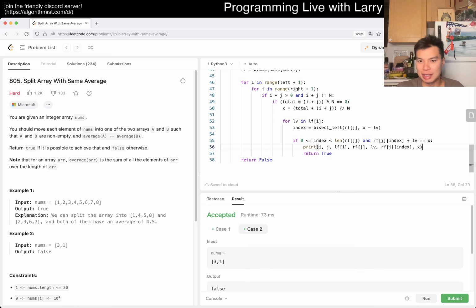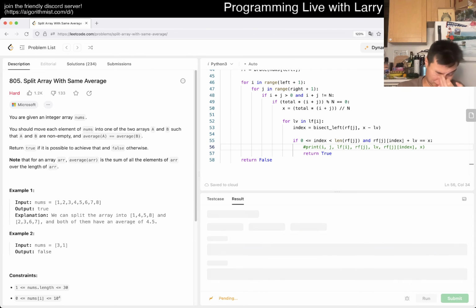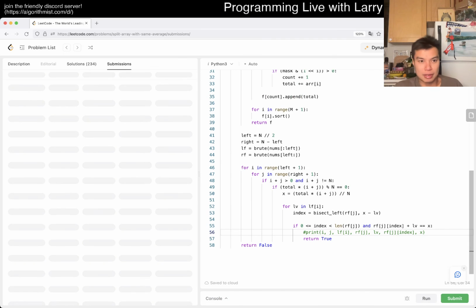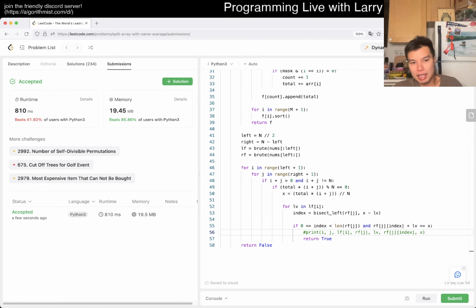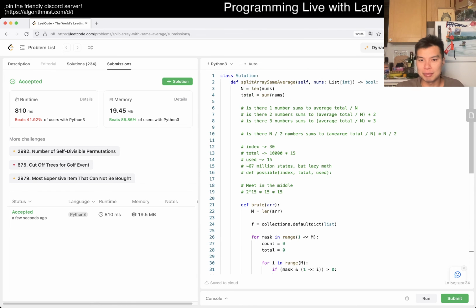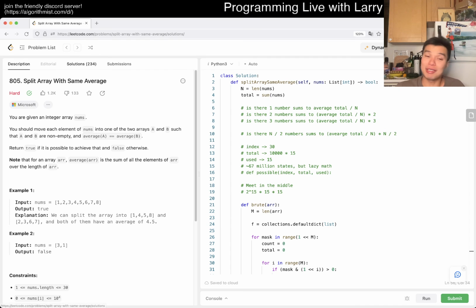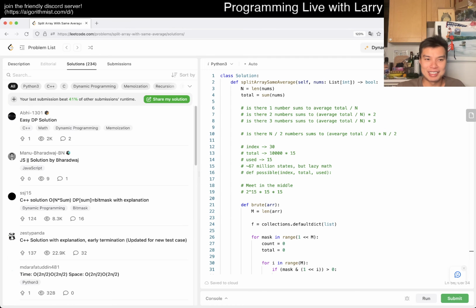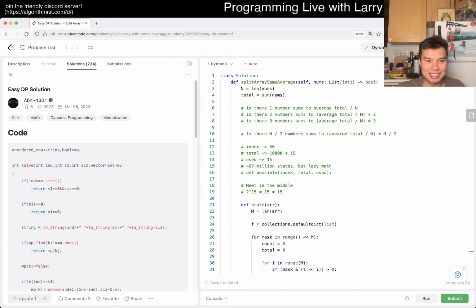Okay, so now we can check this out. The statement, and we'll just submit it. Yeah, not a super fast solution, but a pretty okay solution. Yeah, this is meet in the middle, everybody. Ridiculous problem, but to be honest, I enjoyed it. Is there an easy DP?